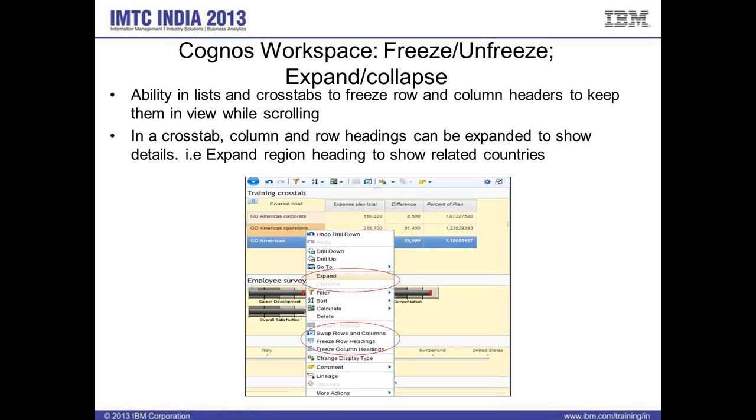We can either freeze the row heading, or freeze the column heading, along with the capabilities which are available in Cognos Insight, like swapping rows and columns. We can give the view of information that the user wants to see on their dashboards. One more capability which is available for a cross tab is expand.